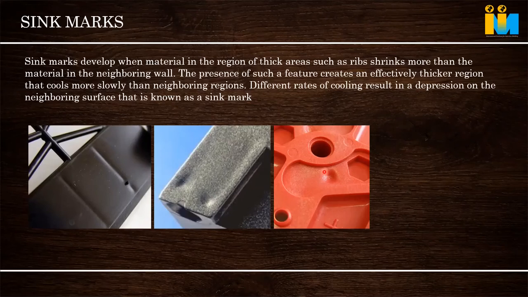So if in a part we have multiple wall thickness, one area it is 2 mm, one area it is 4 mm. The 4 mm takes a lot of time. 1 mm, 2 mm thickness may cool in 10 seconds. 4 mm takes 20 seconds. So up to 20 seconds, you keep on shrinking. So we can see depression in the part due to the thickness variation in the part. This is a sink mark.